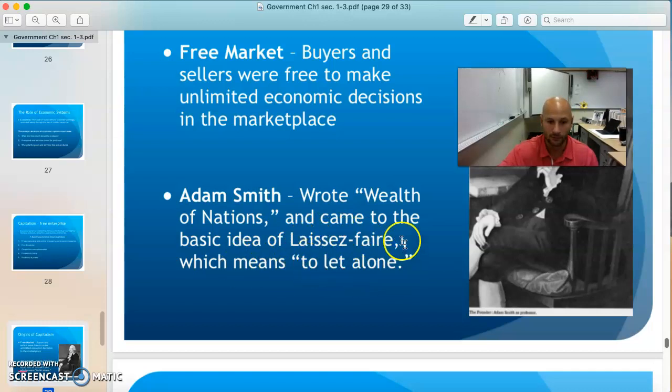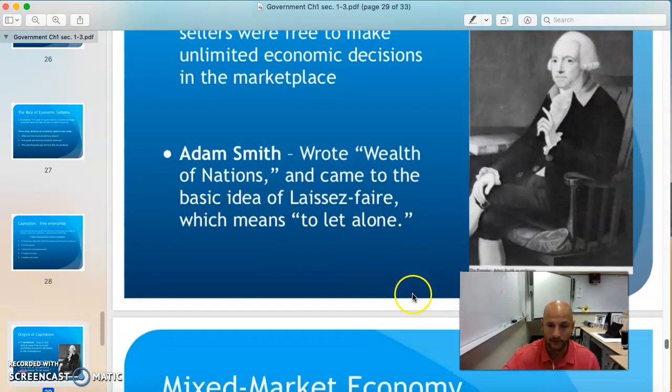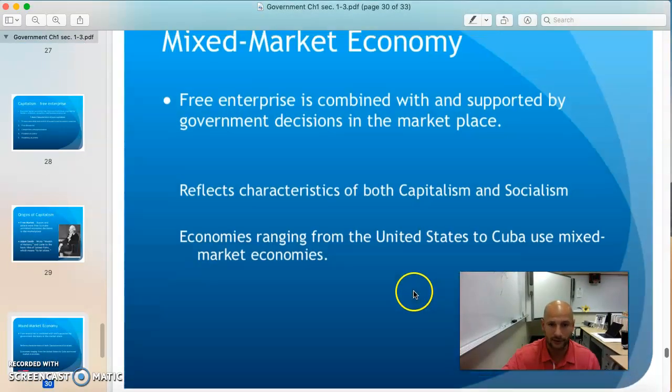Let the people choose what's going to be worth something and what's not going to be worth something. Okay? So if there's a product that people really want, that could drive the price up.